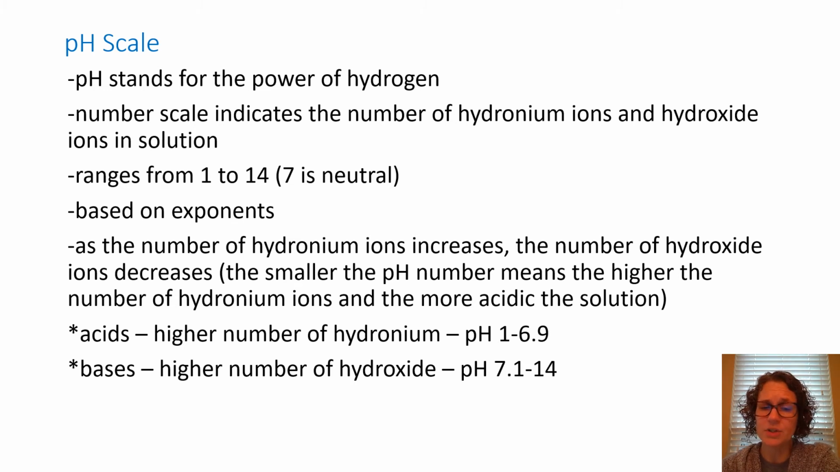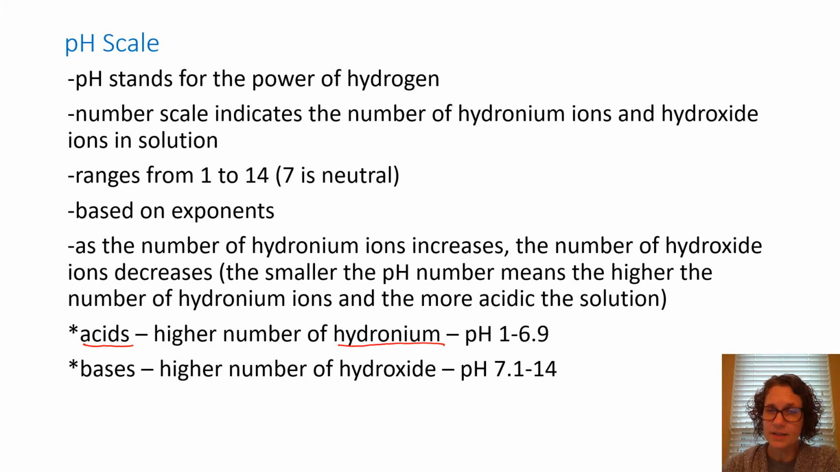But for now, I want you to know it is a mathematical based number. And so, like I was saying before, the hydronium and hydroxide are always there. It kind of depends, though, on the ratio to determine what the pH actually is. And so if you're looking at acids, acids will have a higher number of hydronium, which is that H3O.